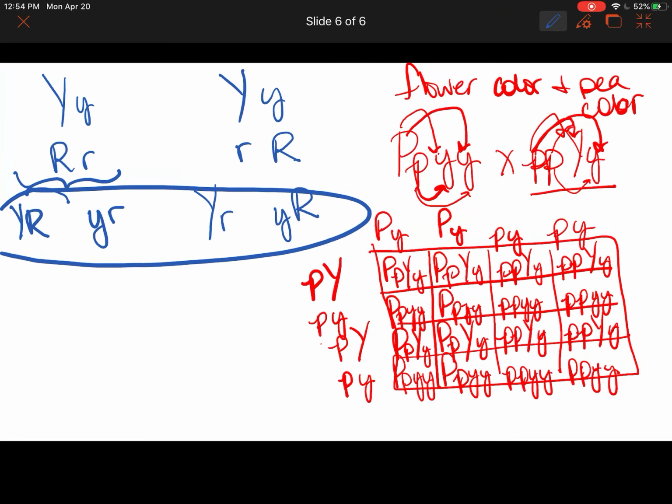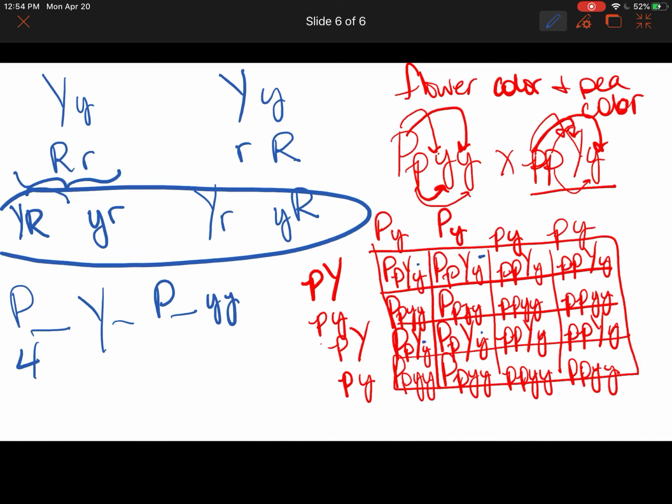So here's the completed Punnett square. Now, how many of our plants are going to have purple flowers and yellow peas? Purple and yellow, purple and yellow, purple and yellow, purple and yellow. So we're going to have 4 plants that are purple and yellow.